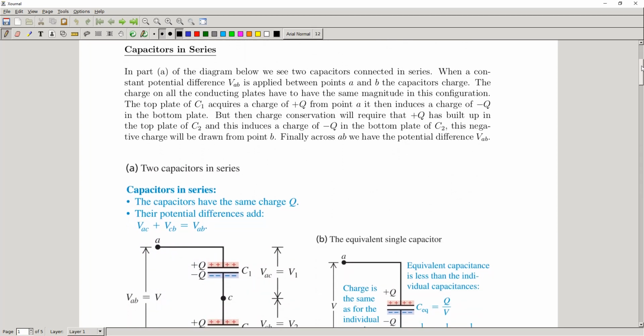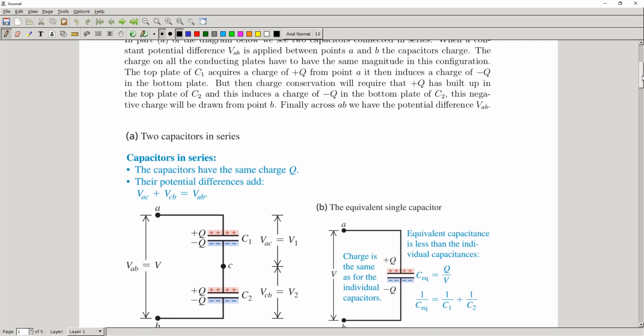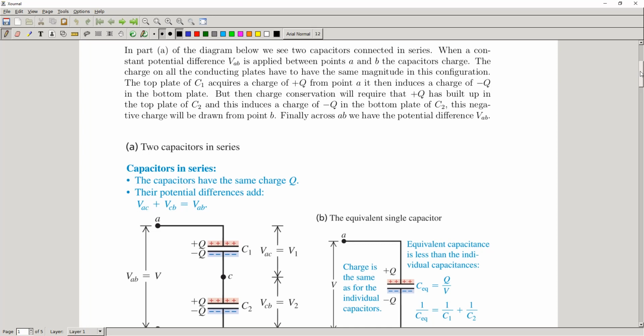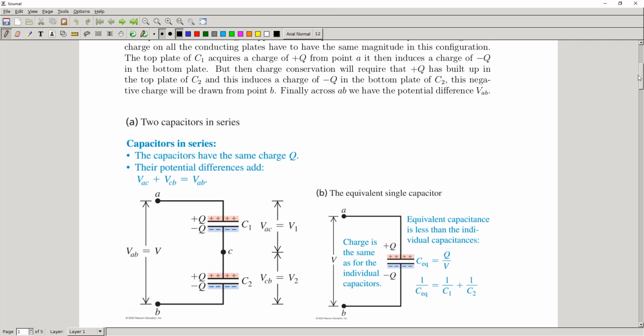Let's get right into it with capacitors in series. I want to have this diagram on screen, but I want to keep the text on screen too. In part A of this diagram, we have two capacitors in series. We have our potential difference between A and B, and then across some conductor we have capacitor 1, and then in series connected to it, capacitor 2. We're interested in how the charge, the capacitance, and the potential difference are all going to relate to each other in this system. Let's take a look at some of that.